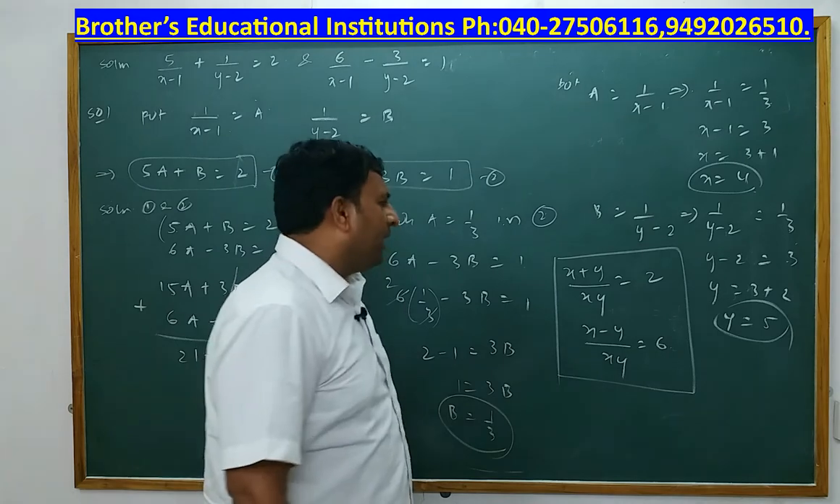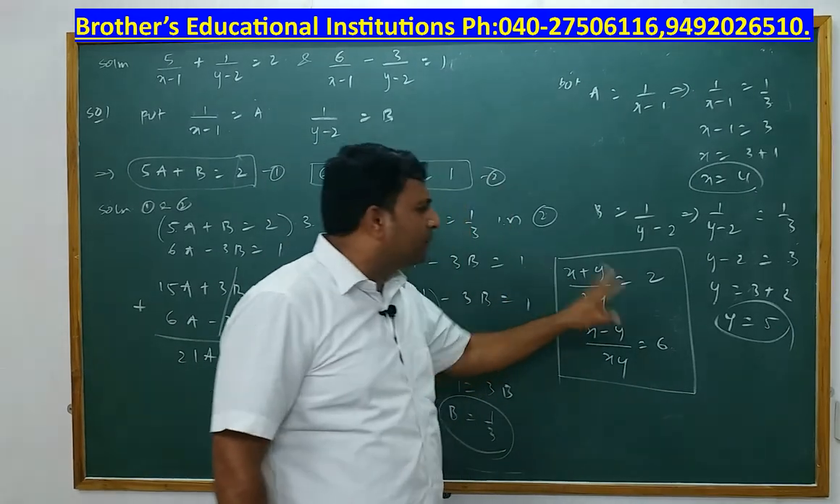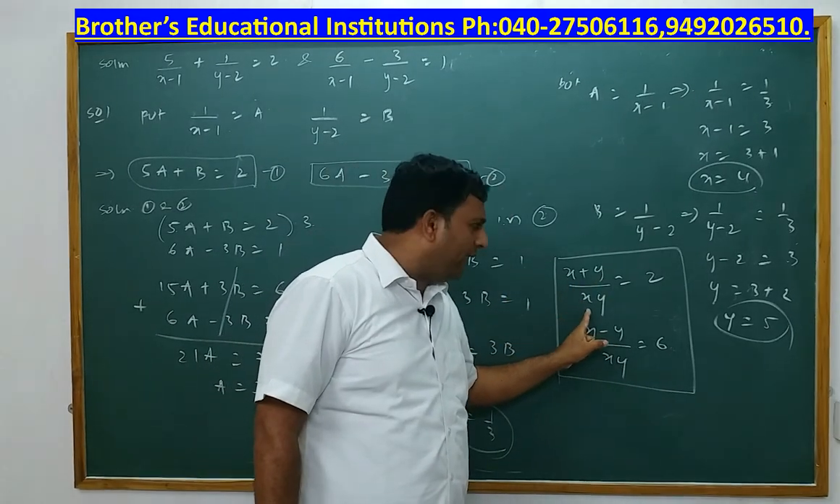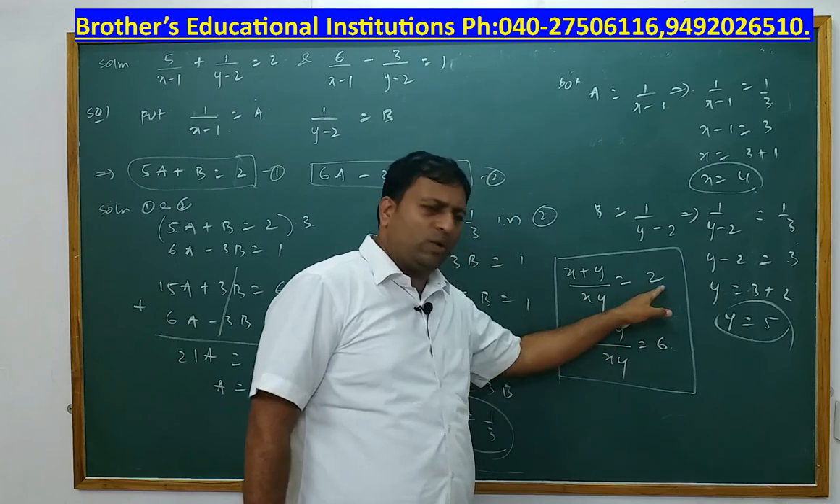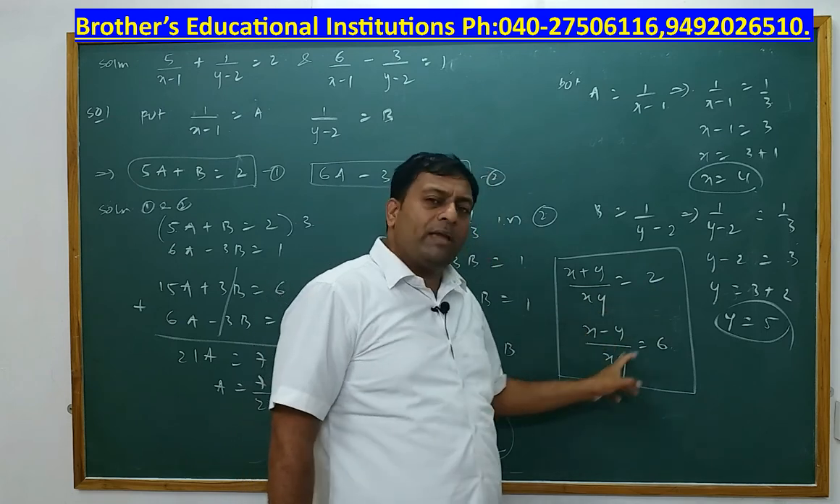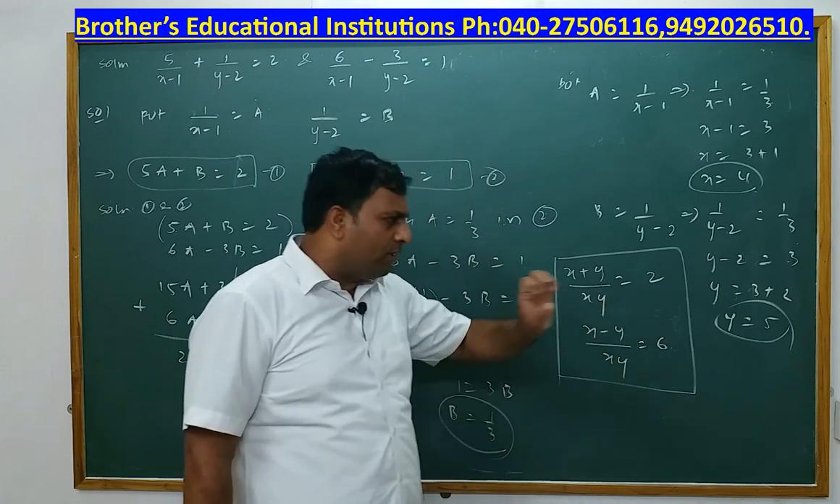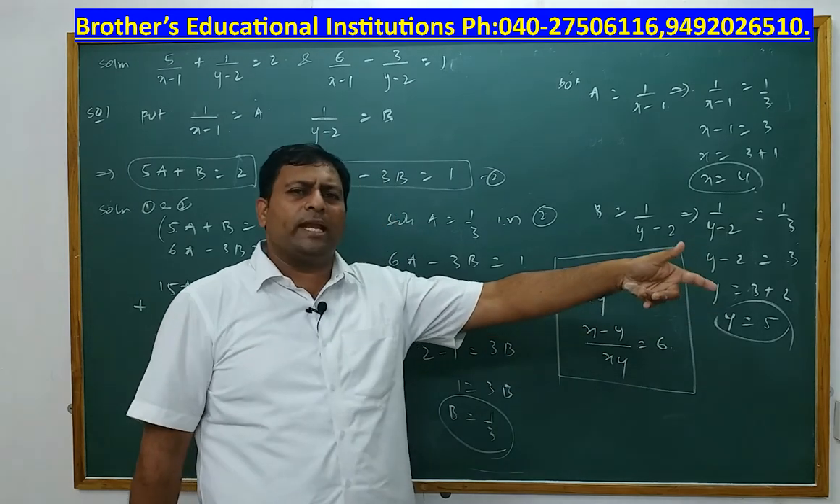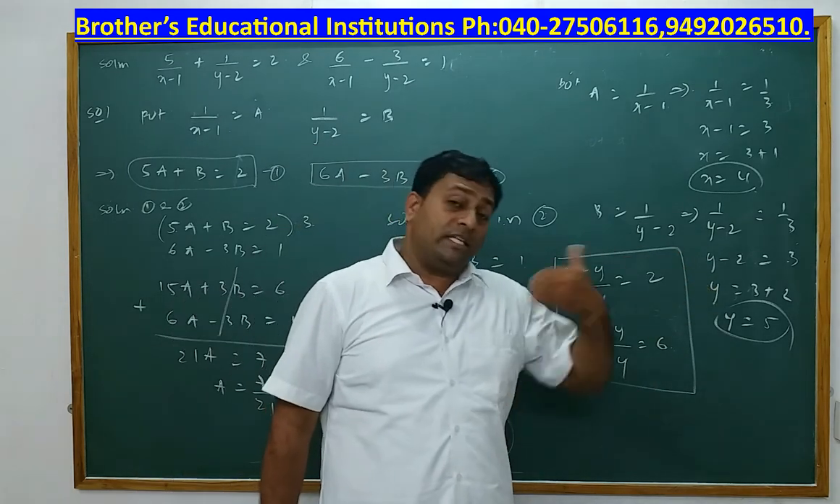Before I leave, I will give you a hint. First, split this, means x by xy plus y by xy is equal to 2. x by xy minus y by xy is equal to 6. Once you split, some terms will get cancelled, and see what you get and see whether you can solve.